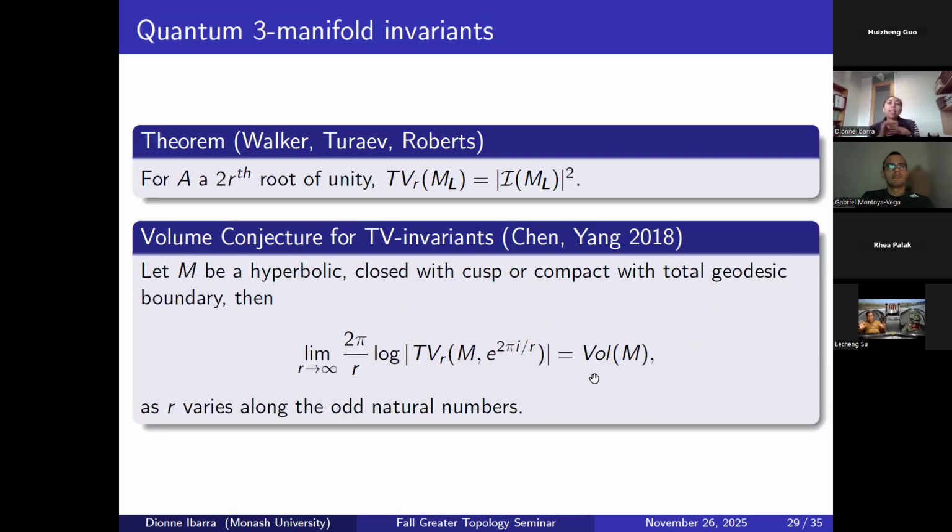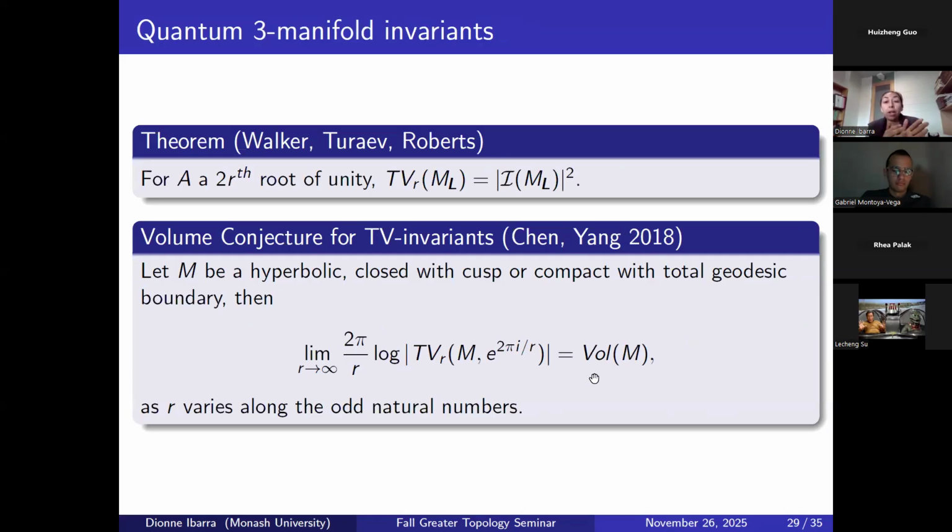Right. But then later on, Walker, Turaev, and Roberts separately proved a relationship between the Turaev-Viro invariant for closed orientable 3-manifolds and the Reshetikhin-Turaev invariant.